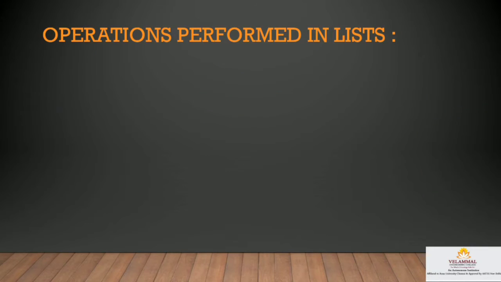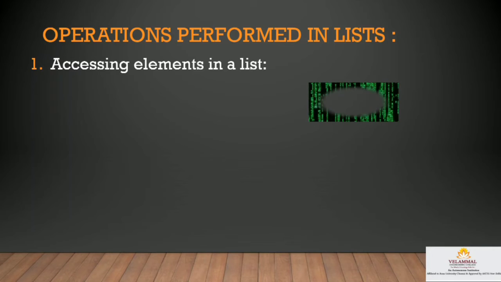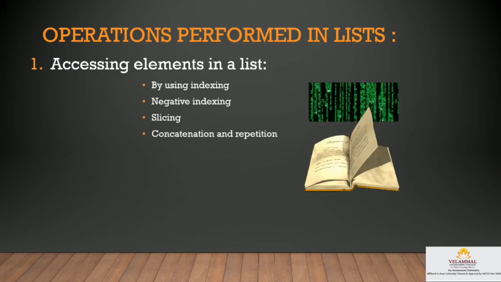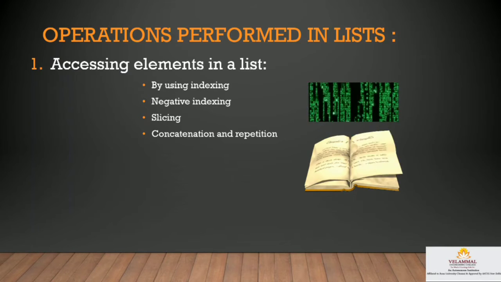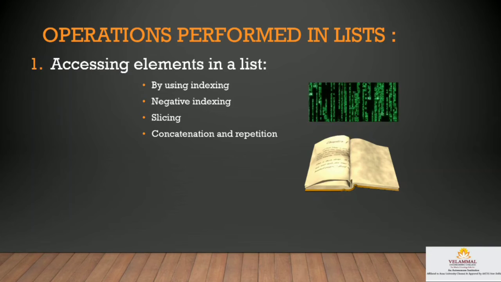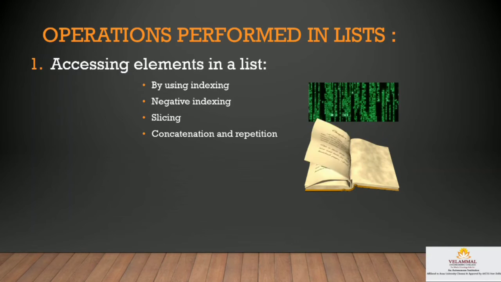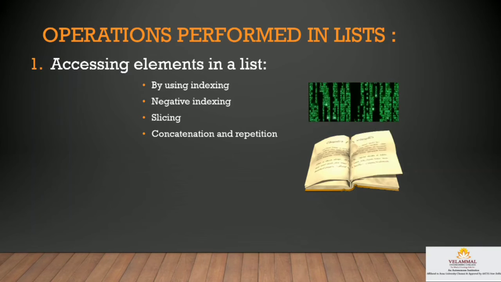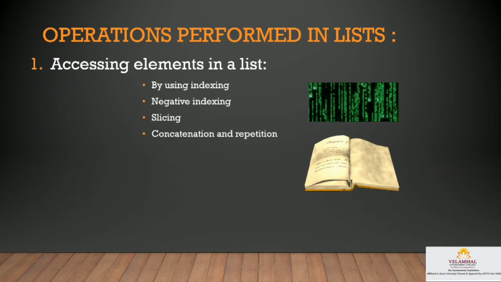There are a lot of operations in lists, of which we will just be seeing the basic operation, that is accessing the elements in a list. So there are 4 ways to access a list. It may sound confusing at first, but if you practice more and more problems, you can overcome it. Since it's just a simple concept, it may confuse a little, that's it. The first way is by using indexing, the second is negative indexing, third is slicing, fourth is concatenation and repetition. I'm sure you would have already learned the first 3 things. It's concatenation and repetition that you want to learn.